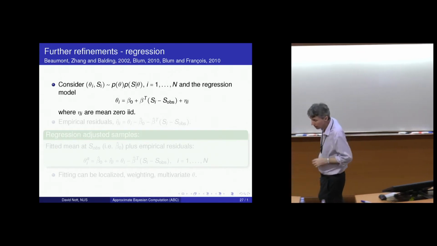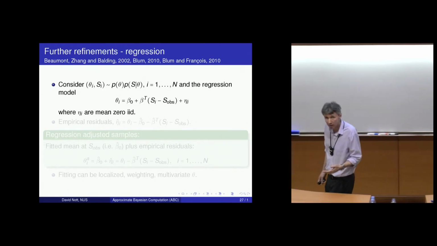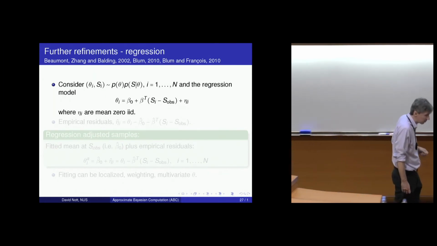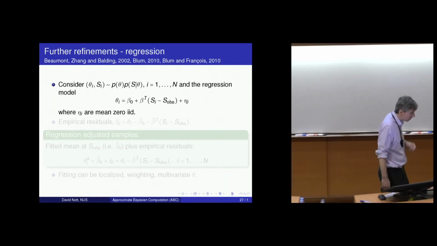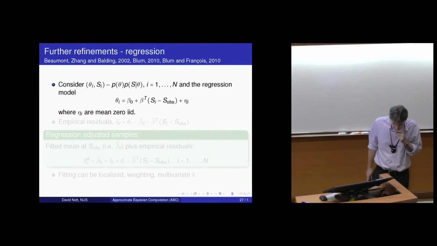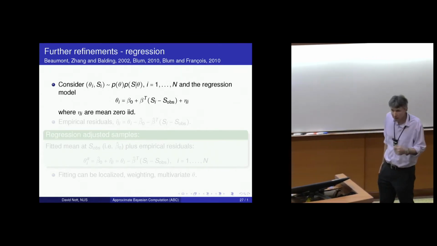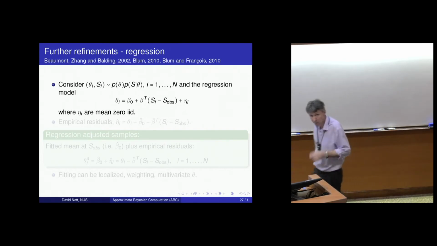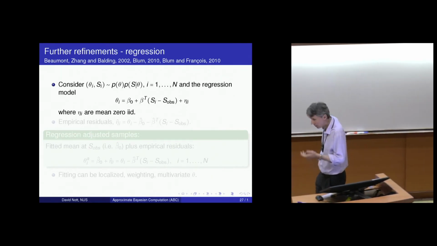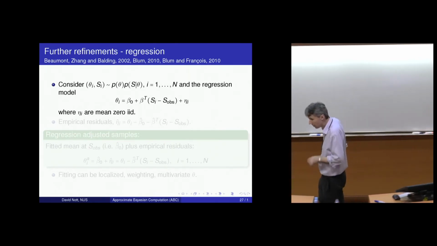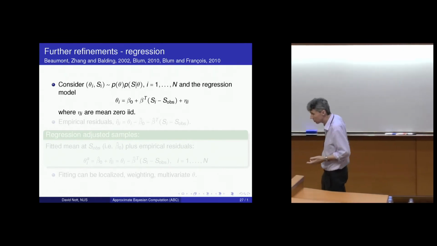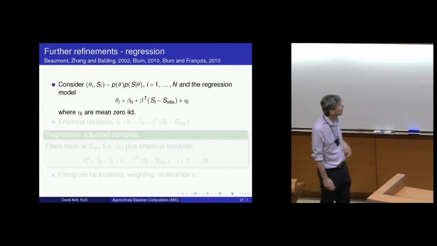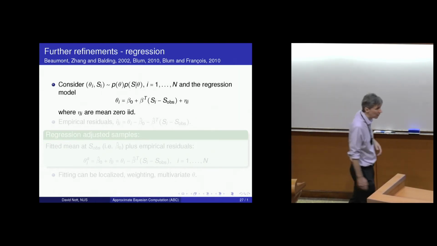So when you think about it, in ABC, you're generating from the prior. You're generating theta, S samples from the prior. And empirically, if we have a data set of response and covariate pairs, we want to estimate a conditional distribution. How do we do that in statistics? Well, the way we estimate the conditional distribution of some response given a covariate is we use regression. Regression is just conditional density estimation, isn't it?